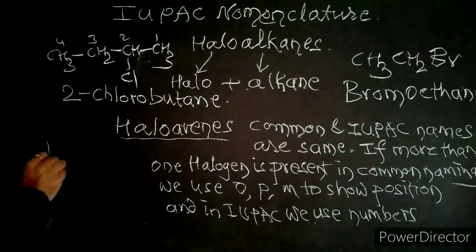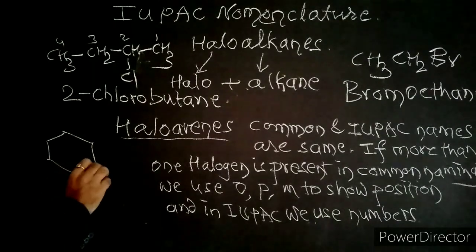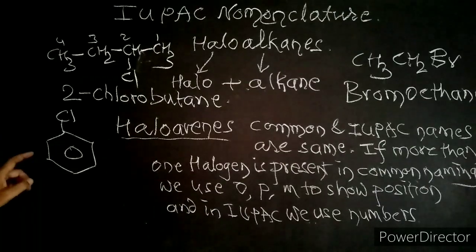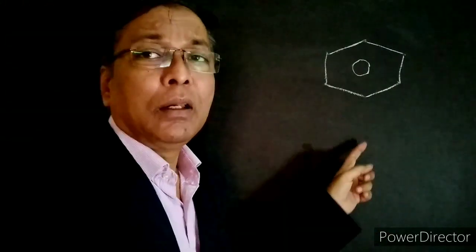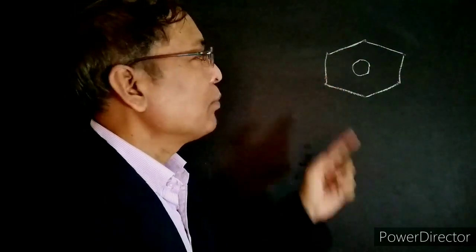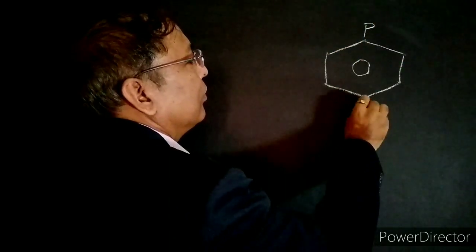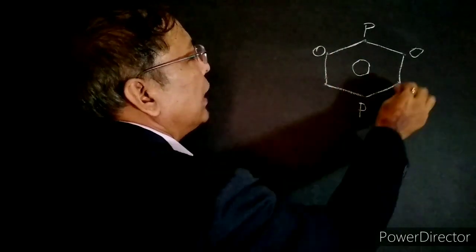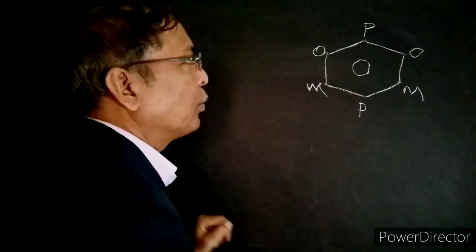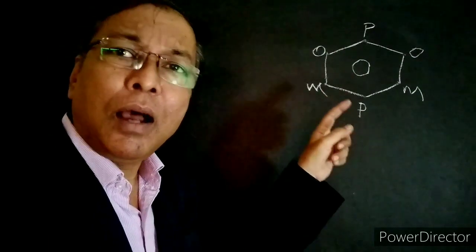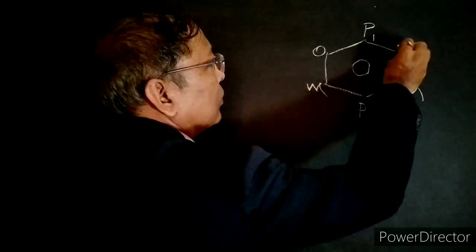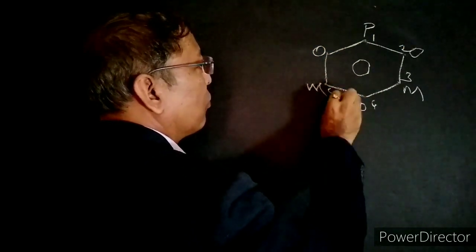For example, if I take this, the common name is chlorobenzene, the IUPAC name is also chlorobenzene. In common naming, the positions of carbon atoms on the benzene ring are represented by ortho, meta and para positions. And in the IUPAC system, the carbon atoms are numbered 1, 2, 3, 4, 5, 6.